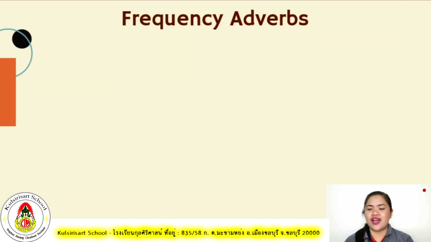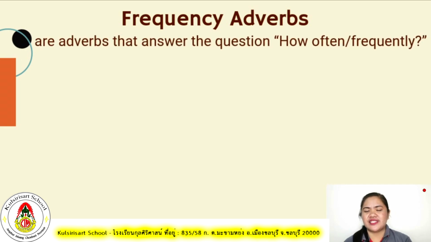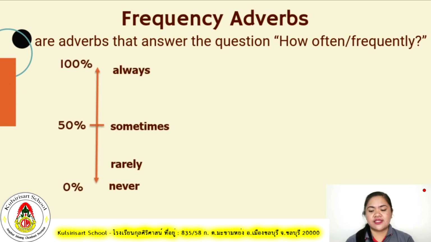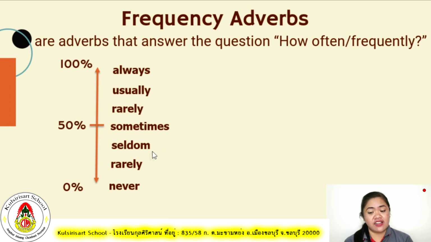Okay, we're almost done. Now we'll have frequency adverbs. When we talk about frequency adverbs, what is the question that it is answering? Okay, very good. It answers the question, how often or how frequently? So now we have here the examples. Always, sometimes, and never. And we also have usually, often, seldom, and rarely. When we talk about never, the subject never does the action at all. And sometimes means sometimes you do it, sometimes not. So it is 50% do and 50% don't. And when we talk about always, meaning all the time you do the action.